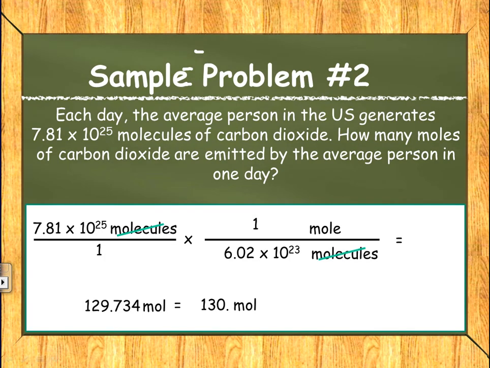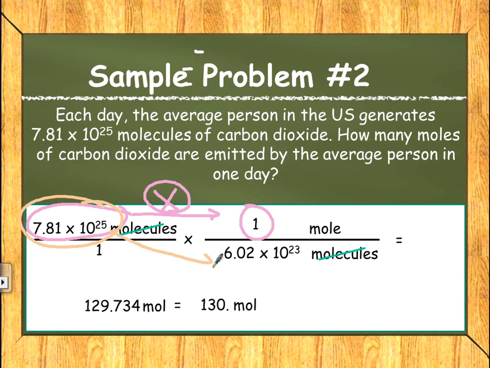If you have numbers next to each other, like here, you have 7.81 times 10 to 25 next to 1. Multiply or divide? You multiply these. 7.81 in this case times 10 to 25 is at the top in relationship to 6.02 times 10 to 23. Multiply or divide? Divide. Basic math, guys. You did this in algebra.